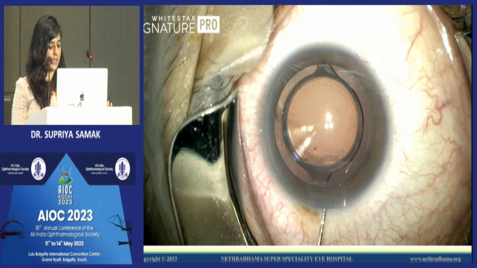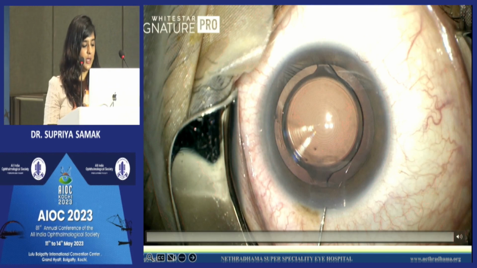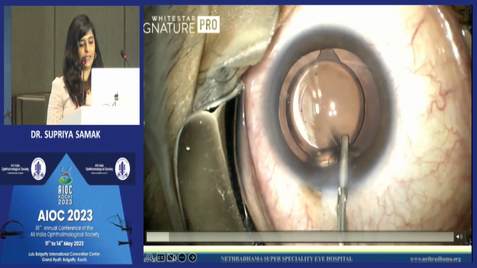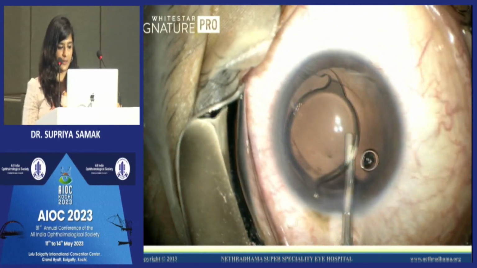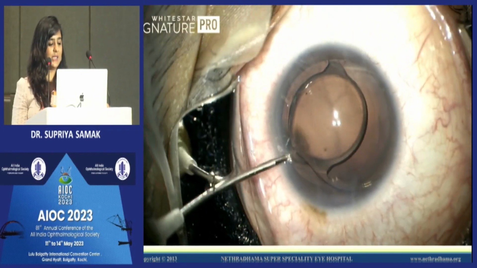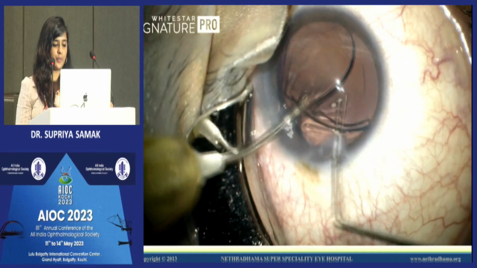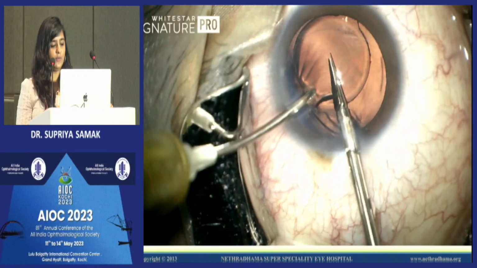This is one case of a young patient who was a software professional. For this patient, a Technis multifocal lens was implanted, and this patient had poor intermediate vision, which was very disturbing for him. So it was decided to actually explant this lens and implant an Alcon Panoptix lens, which is a trifocal lens. So this is the technique of IOL explantation.